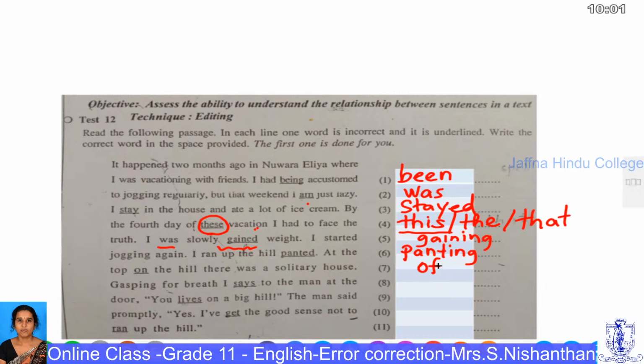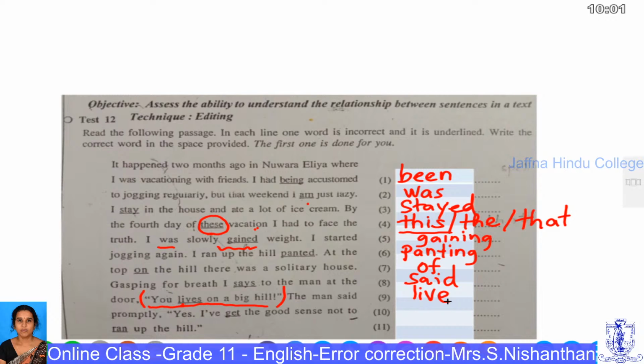Gasping for breath. I am struggling to get breathing. Gasping for breath, I says to the man. Not says, it should be in the past. Said to the man at the door. You lives on a big hill. No, it is said by me, so it should be in present because it is in quotation. So I would not change the tense here, but there's an error in subject verb agreement. You, so I should use do. You live on a big hill.